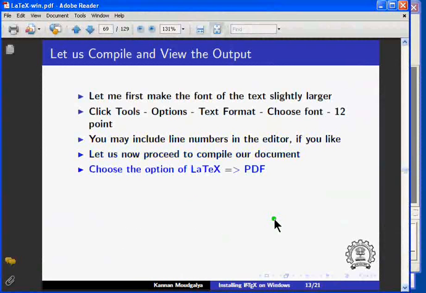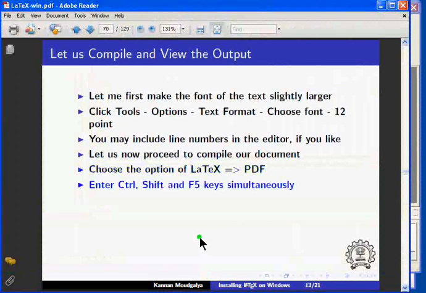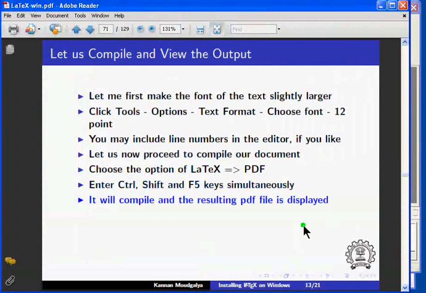Now let's proceed to compile our document. Choose the option LaTeX to PDF. Okay, let's do LaTeX to PDF. Then enter Ctrl, Shift and F5 keys simultaneously. So let me do that. Ctrl, Shift and F5 keys simultaneously. What will happen? It will compile and the resulting PDF file is displayed.